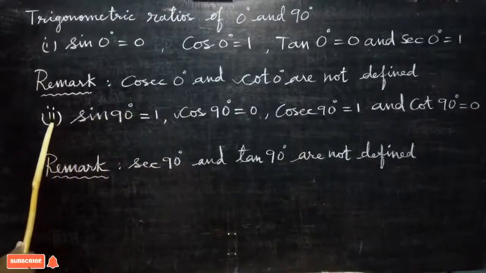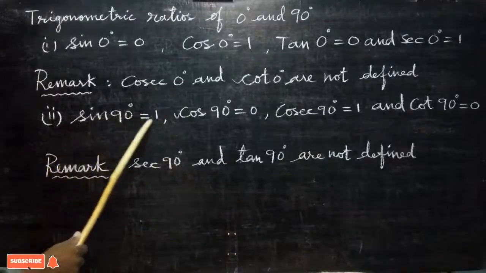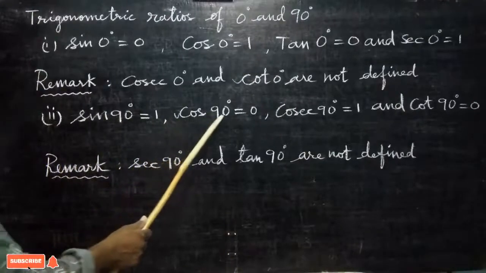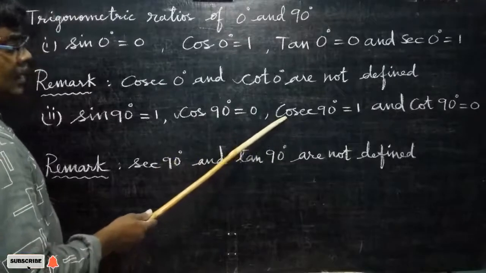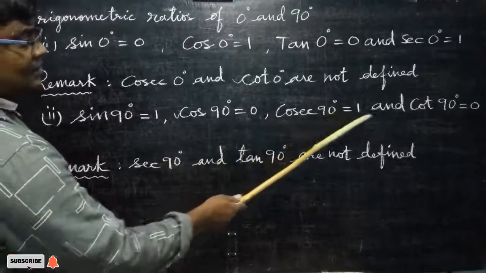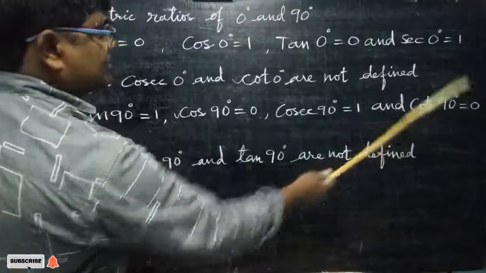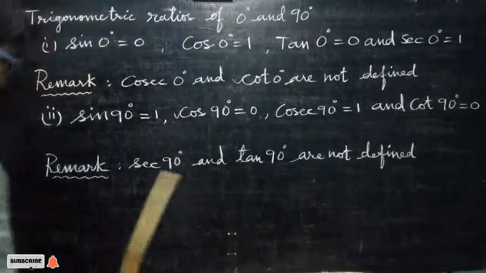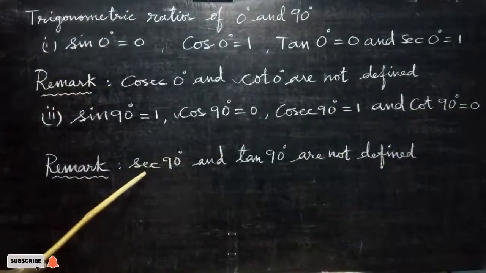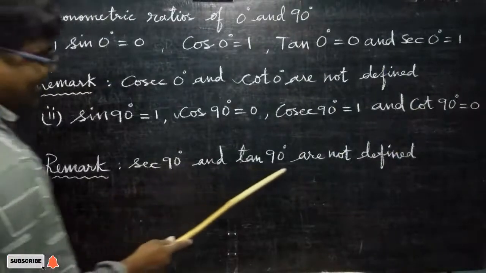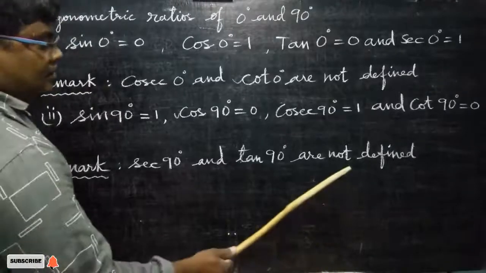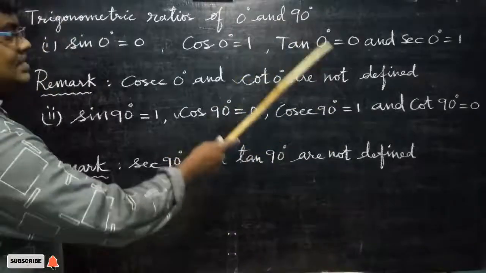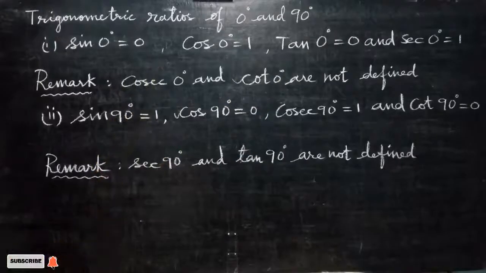Next, second one, sin 90 is equal to 1, cos 90 is 0, and cosecant 90 is 1, cot 90 degrees is equal to 0. Here also another remark: secant 90 degrees and tan 90 degrees are not defined, undefined, infinity. So keep this in your mind and do the problems.